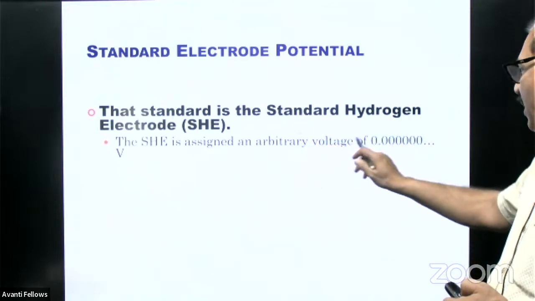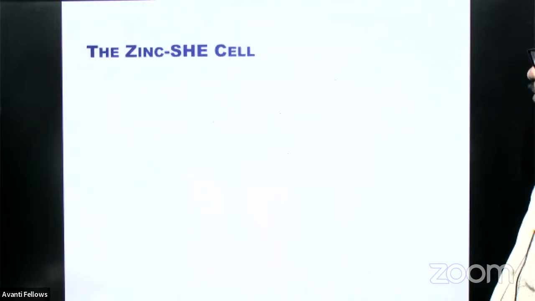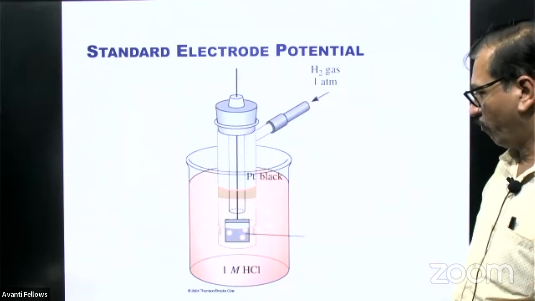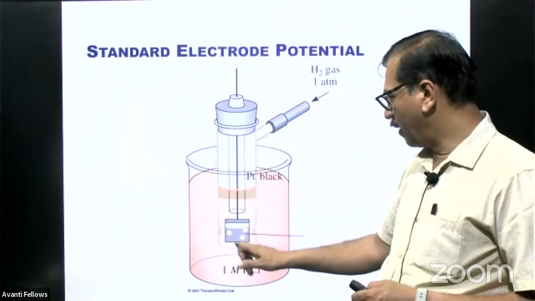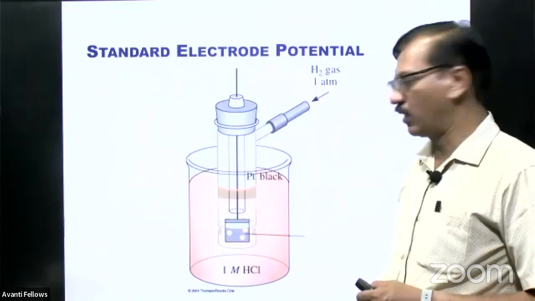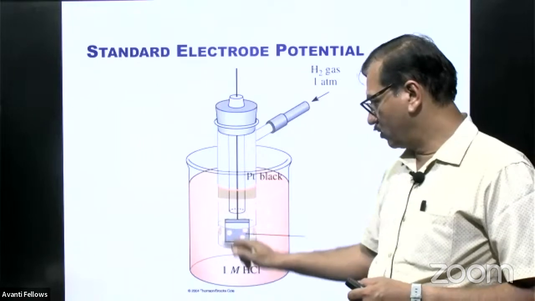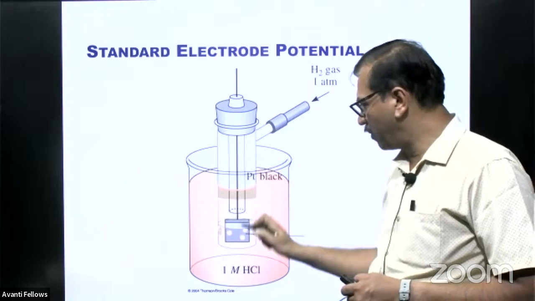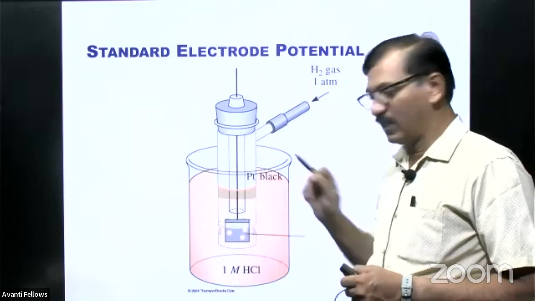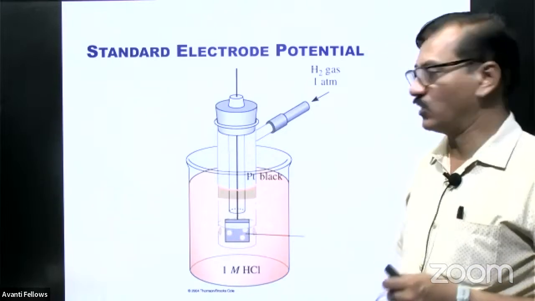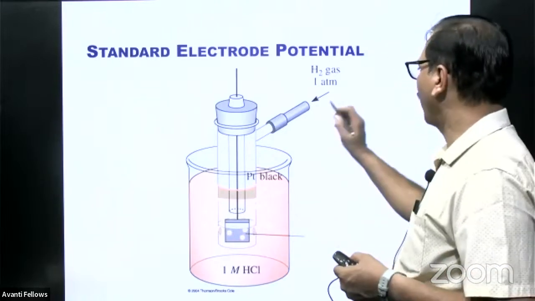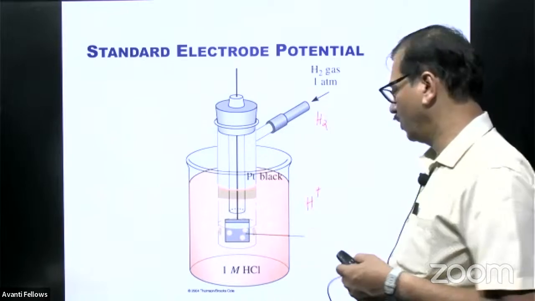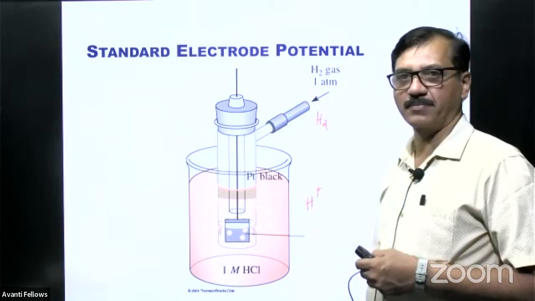It is assigned an arbitrary voltage of 0, right? So this is how the standard hydrogen electrode is. It consists of a platinum metal, an inert metal, which is dipped in 1 M HCl, and hydrogen gas is bubbled through it. That means platinum metal is in touch with two species: one is H2 gas, another is H plus ion. H plus ion is present in HCl.